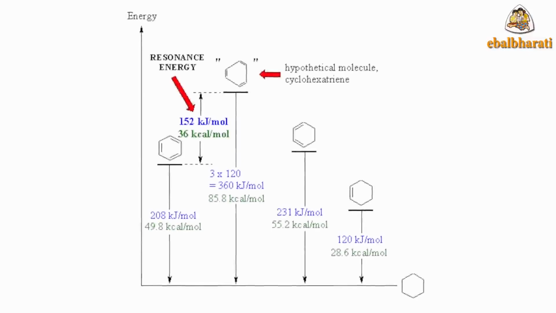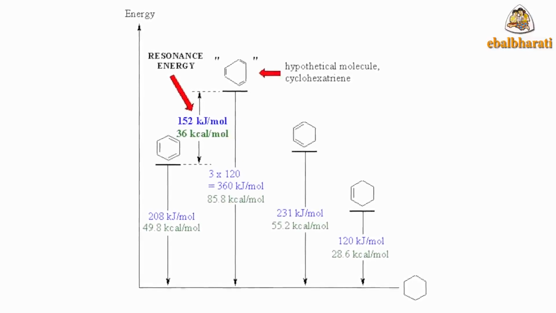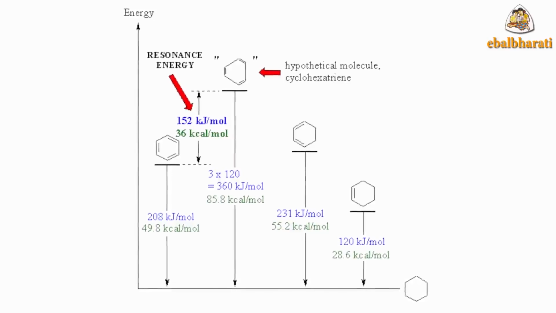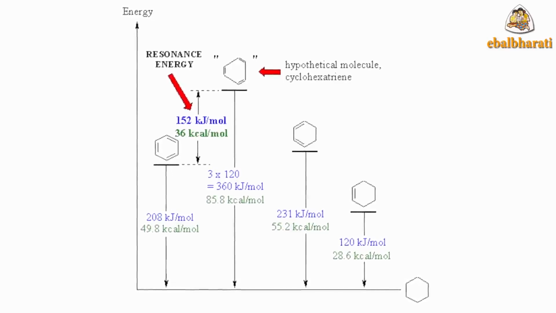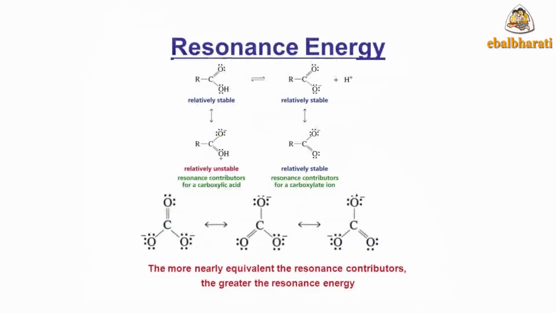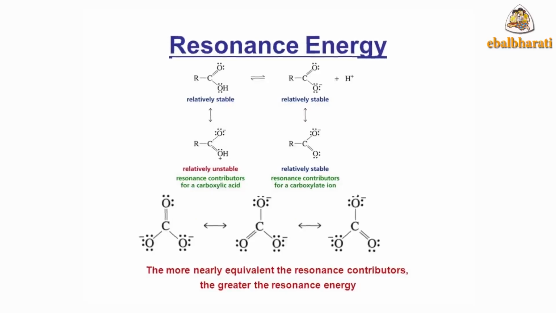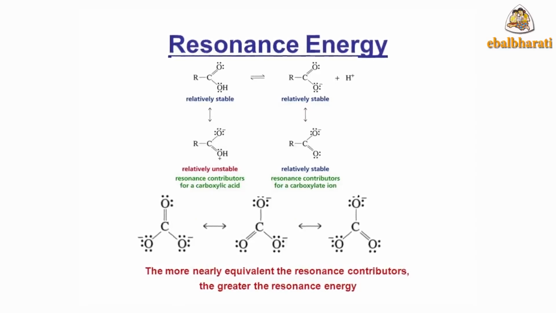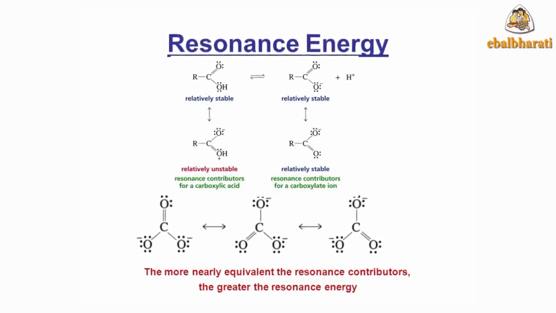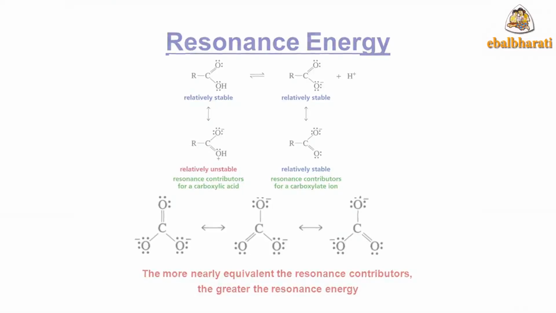Resonance energy. We have seen that many polyatomic ions and molecules can be represented by different canonical forms, and each form has a different energy. Energy of the resonating form is different from the most stable structure, the resonance hybrid. The difference in energy of the stable contributing structure and the resonating form is usually defined as resonance energy.